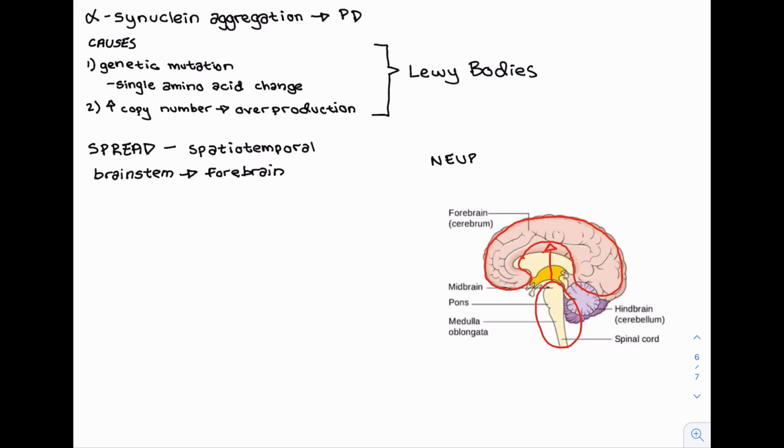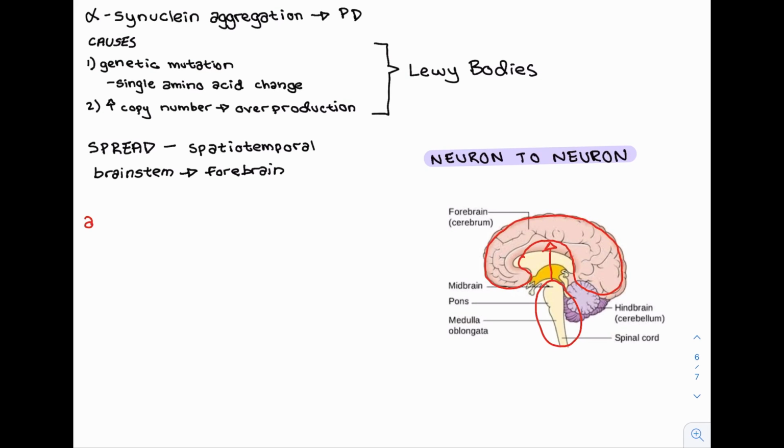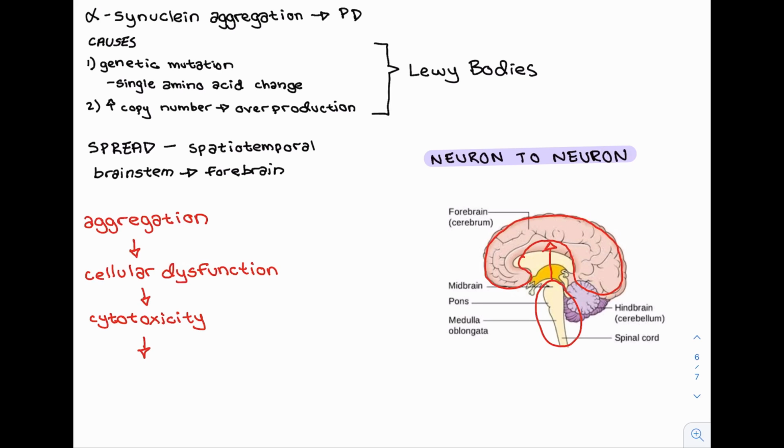Though they begin formation in the brainstem, they can be transferred from one neuron to the next, which causes this spatiotemporal sequence. Overall, we see a trajectory of aggregation, followed by cellular dysfunction, followed by cytotoxicity, which refers to when these aggregations spread and essentially infect nearby neurons, finally followed by eventual neurodegeneration.